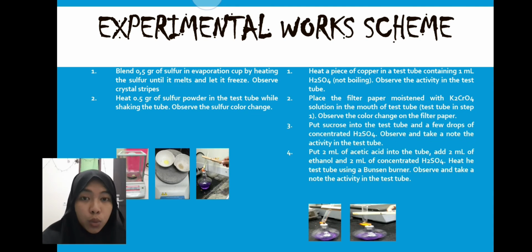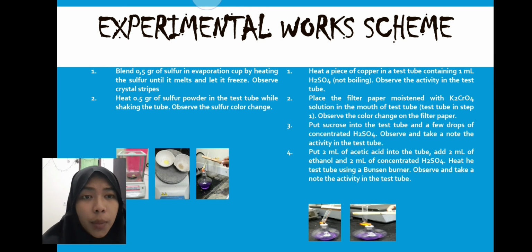Next, method 2. Step 1. Heat a piece of copper in the test tube containing 1 ml H2SO4, not boiling. Observe the activity in the test tube. Step 2. Place the filter paper moistened with K2CrO4 solution in the mouth of the test tube in step 1. Observe the color change of the filter paper. Step 3. Put sucrose into the test tube and add a few drops of concentrated H2SO4. Observe the phase and take note of the activity in the test tube.